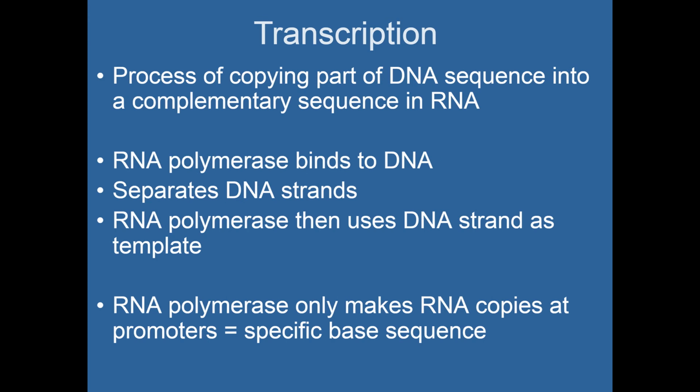RNA polymerase binds to the DNA and it separates the DNA strands, so it kind of like unzips it essentially. And the RNA polymerase uses the DNA strand as a template. It kind of uses it to copy from. RNA polymerase only makes RNA copies at promoters, which is a specific base sequence. We're going to talk about that.